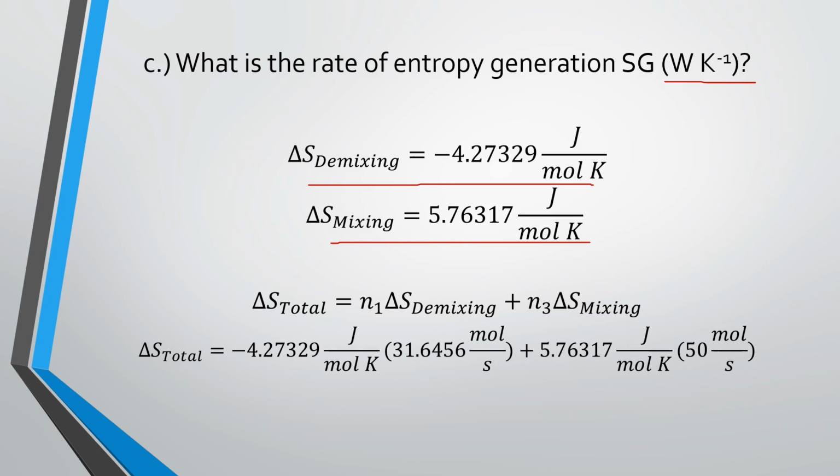Substituting, it gives us the total entropy generation of 152.9277 watts per Kelvin. Therefore, the entropy generation for the mixing process of pure oxygen and air is equal to 152.9277 watts per Kelvin.